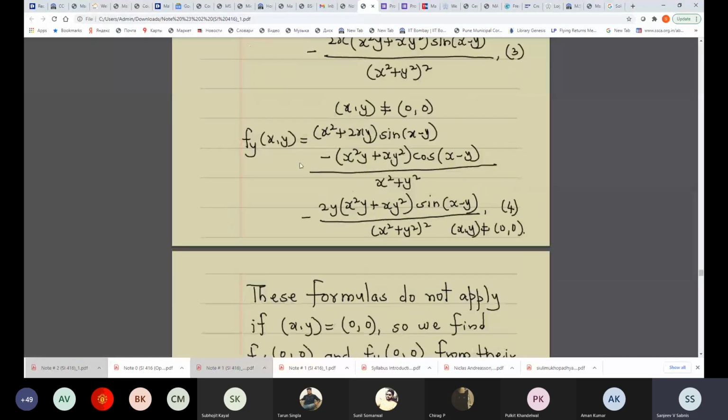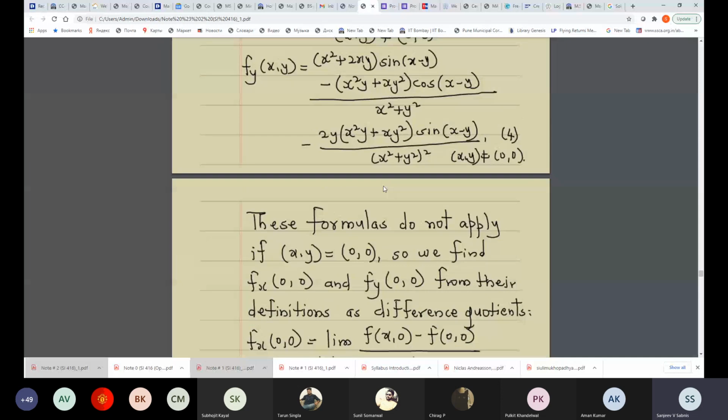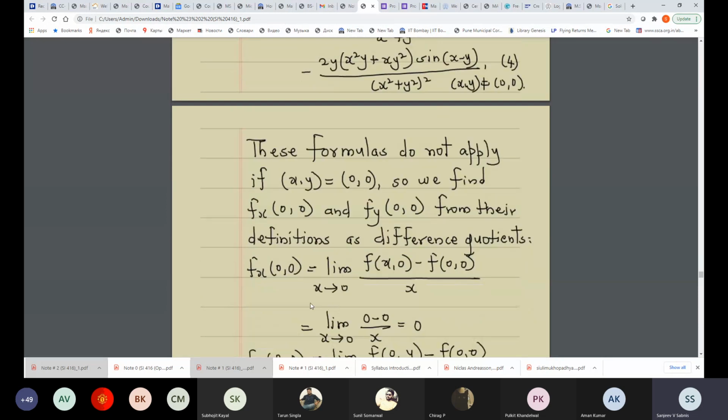Similarly, the partial derivative of this with respect to y, again whenever (x, y) is different from (0, 0), has this formula. And these formulas do not apply when (x, y) is equal to (0, 0). So we find fx(0, 0) and fy(0, 0) from their definitions as difference quotients. Okay, so fx(0, 0).